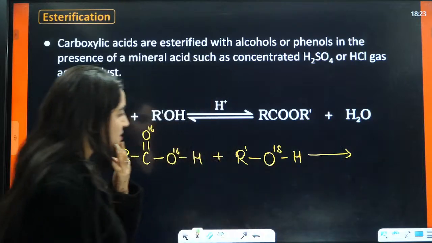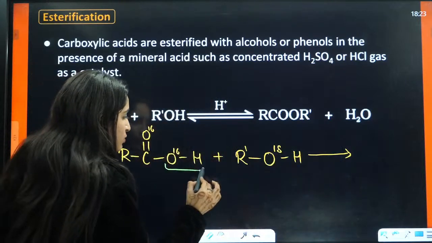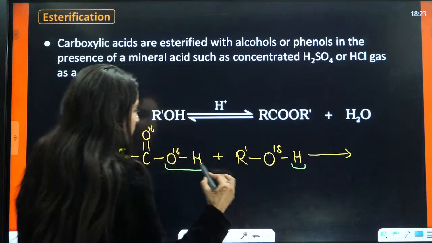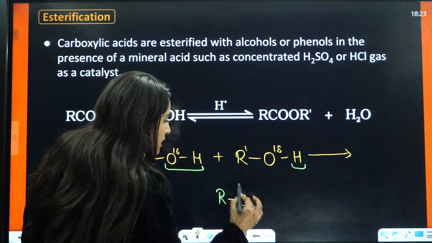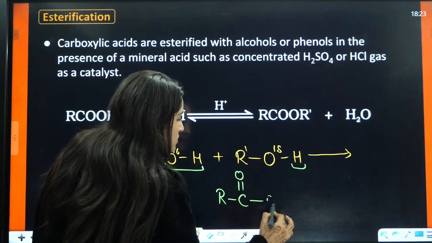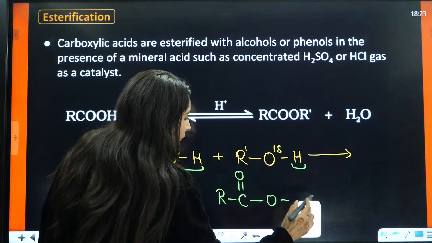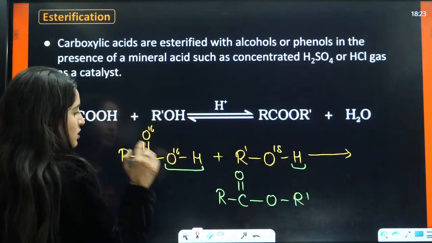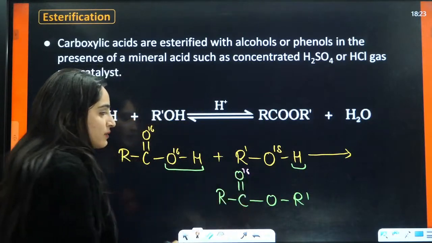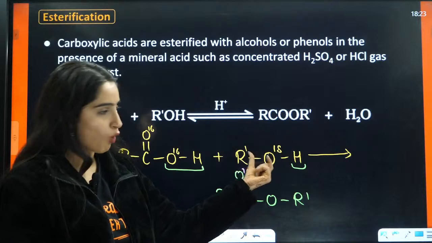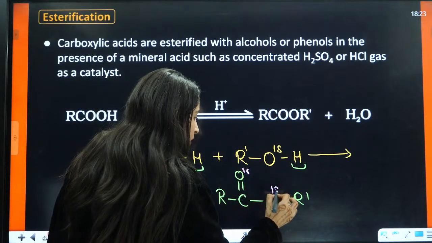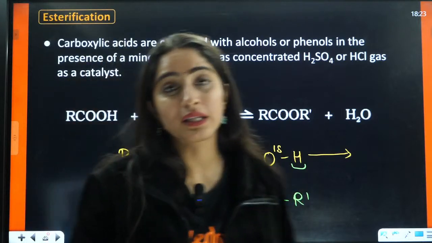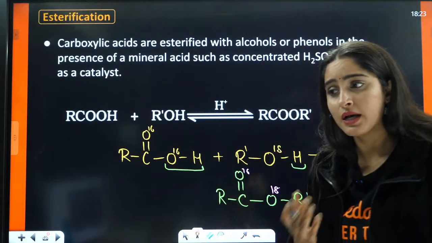Now, as you can see here, OH is going to leave from this side and H is going to leave from this side. So the answer will be RC double bond O, then O, then R dash. But what about the oxygens here? Definitely this oxygen is the same 16 only. But this oxygen is from the alcohol, that is 18 oxygen, right? So these kinds of questions they can ask you.